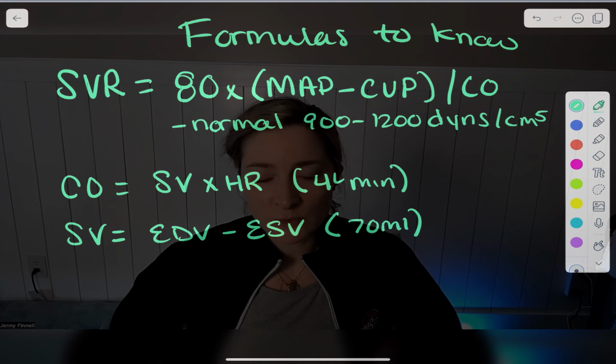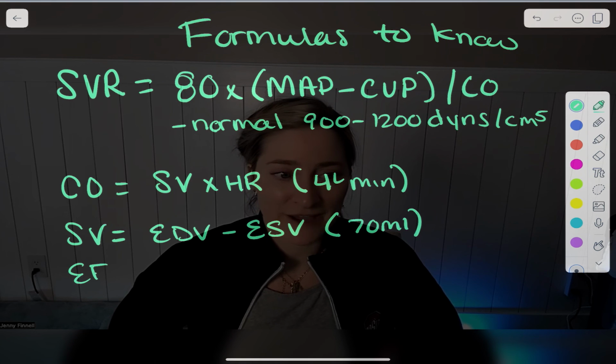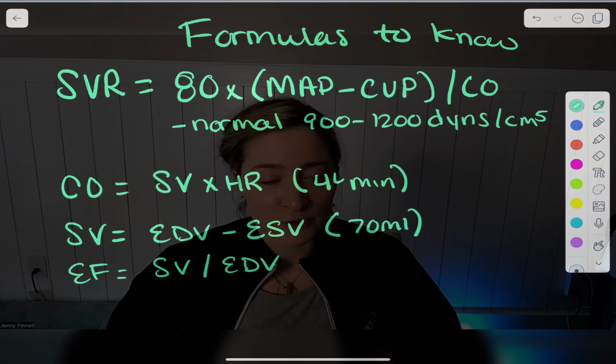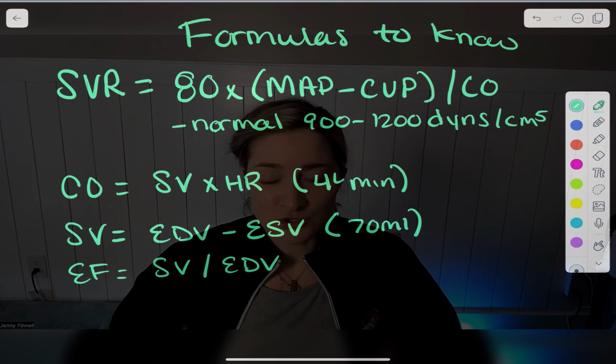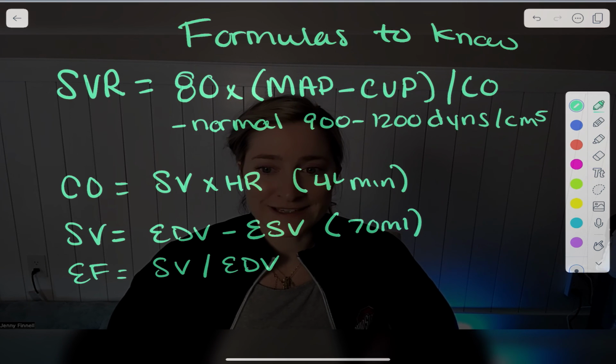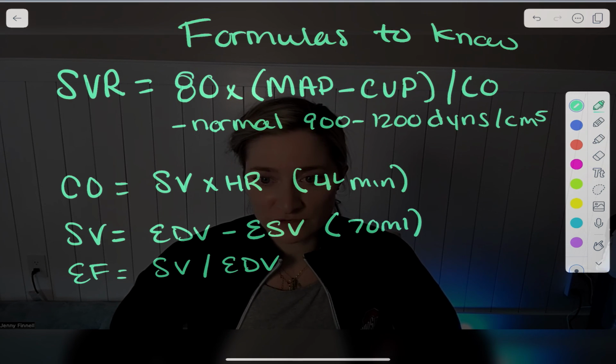And then lastly, what is the ejection fraction, the EF? This is your stroke volume divided by your end diastolic volume. So the EF, again, is your stroke volume divided by your end diastolic volume. That is your ejection fraction.